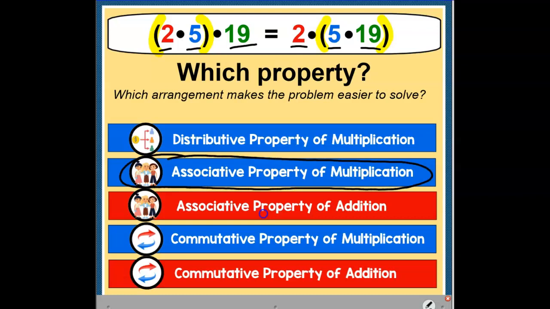Remember, our associates, 2 and 5 could go together first, or we could do 5 and 19. In this problem, I would choose this way to look at it, because 2 and 5 is 10. 10 times 19 would be 190, and that's way easier than trying to multiply 5 by 19 and then multiply it by 2. So that's why we would actually use this property, to make that same problem easier to solve.